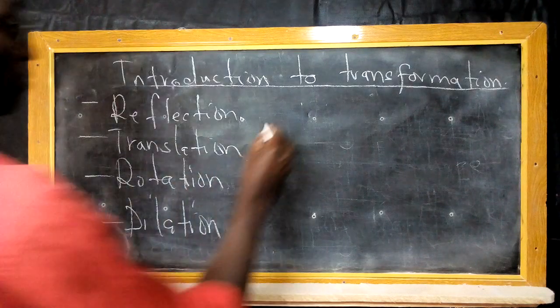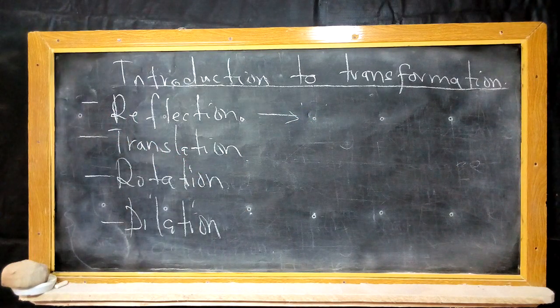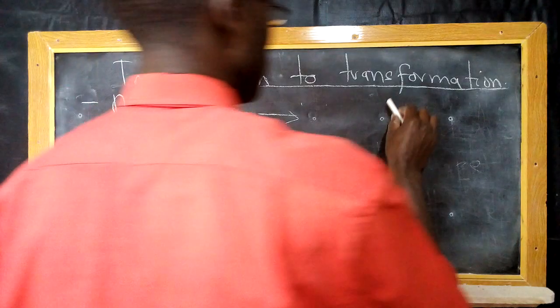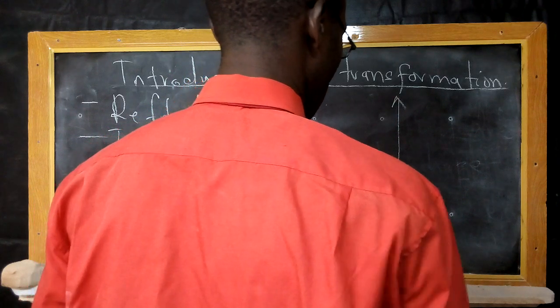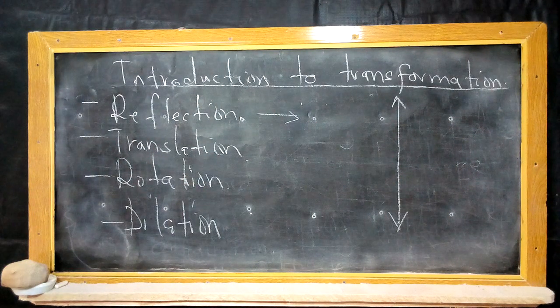Let's use that space over there. So we just start with reflection, and we're going to discuss in short what reflection is. Reflection means making an image appear. In our day-to-day lives, we have mirrors at our homes, so that when our images appear in our mirrors, then we say that the images have been reflected.